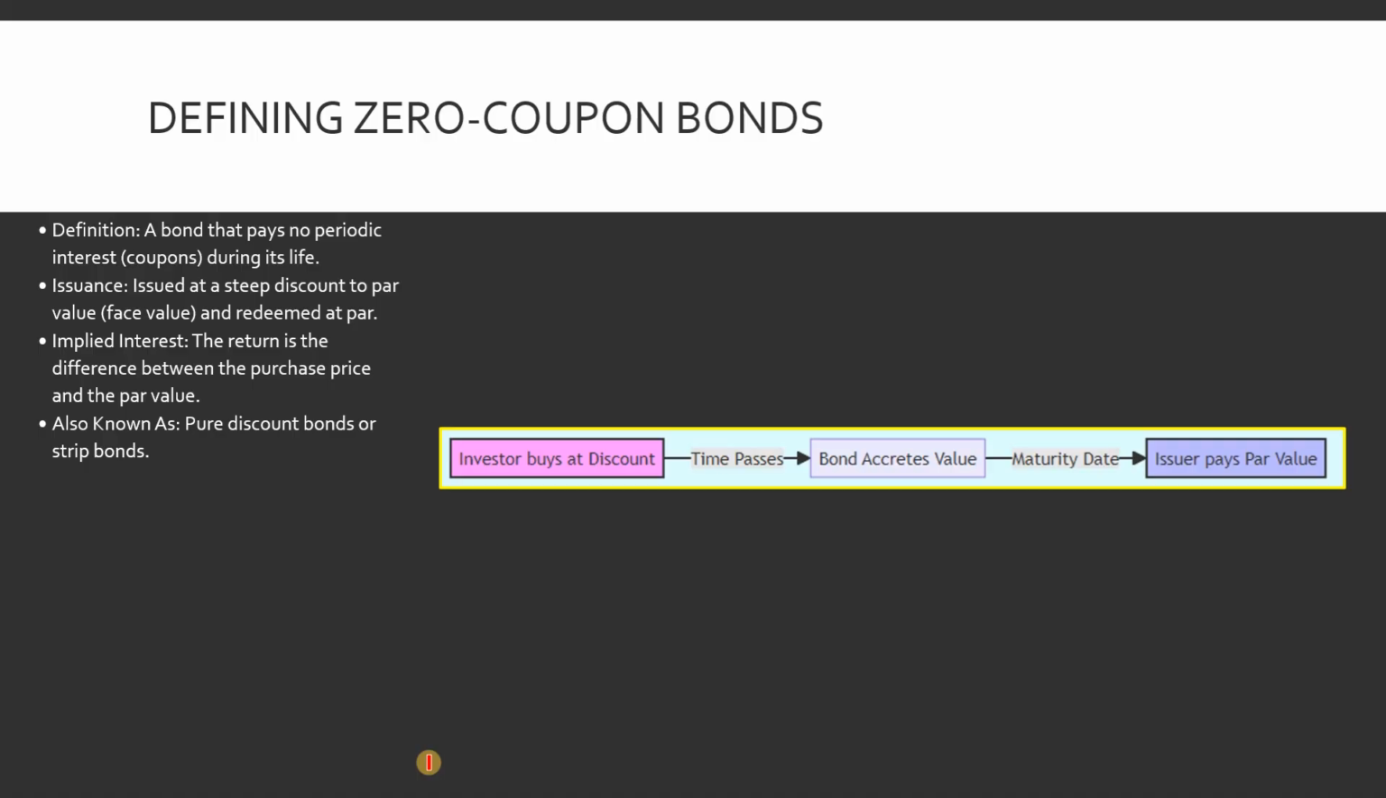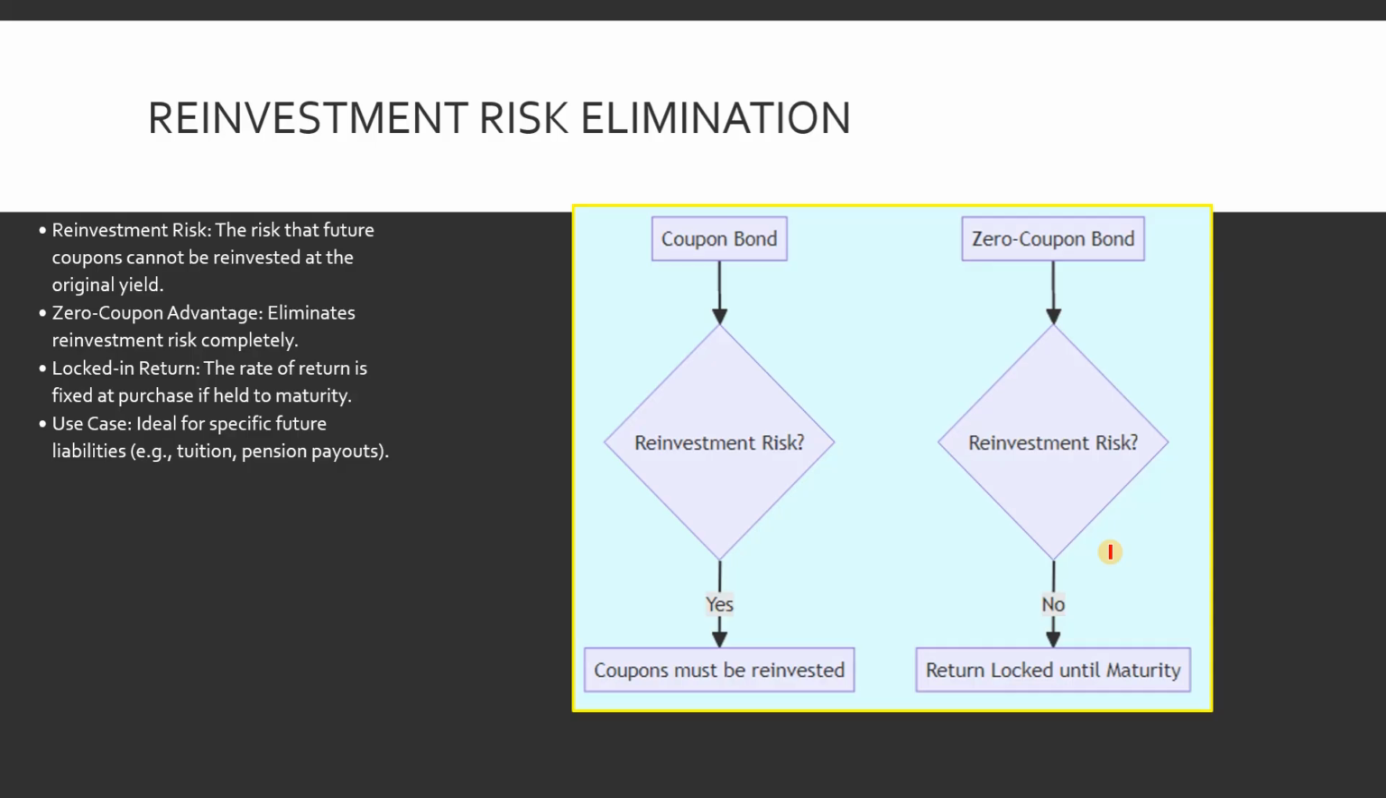So, a zero coupon bond generates returns solely through price appreciation from a discount, not through periodic cash flows. This is also shown in the diagram. Now, reinvestment risk. A major advantage of the zero coupon bond is the elimination of the reinvestment risk. With a regular coupon bond, you have to find a place to invest those interest checks, and interest rates might drop in the future. Because a zero coupon bond has no incoming cash flows to reinvest, you lock in your total return the moment you buy it, assuming you hold it to maturity.